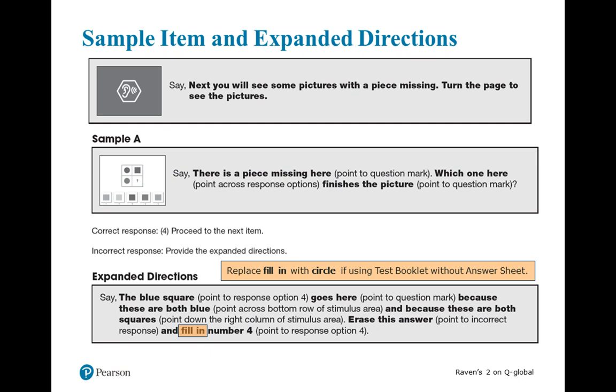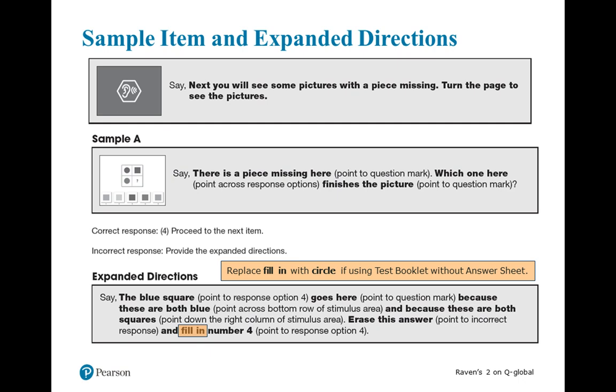But you would do all of that. You would orient them to the testing session before you begin reading the sample item directions. So you ask them then to turn the test booklet to the page that shows the yellow wait and listen icon. You inform them to stop and wait to hear directions when they see a wait and listen icon. When they're using the test booklet without the answer sheet, you replace the words fill in with circle in the directions. Right, so you would say circle instead of saying fill in if they're using the test booklet without the answer sheet.